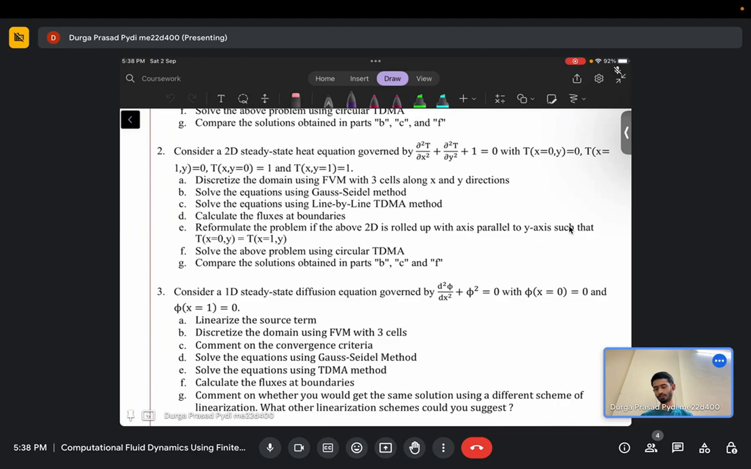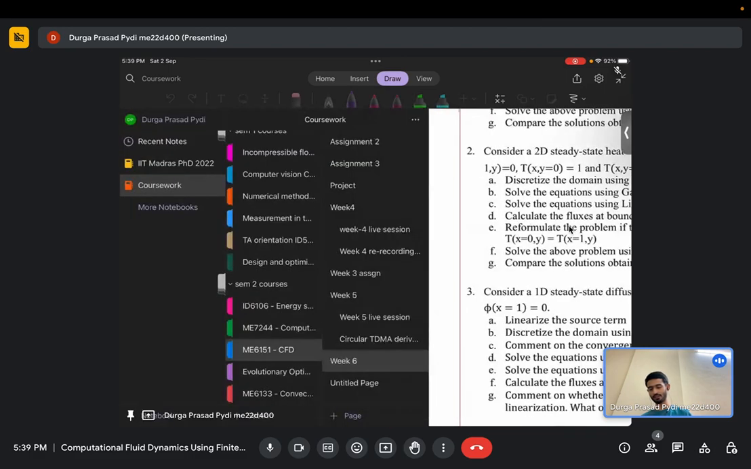The second one is also a straightforward question, but the only difference is now you have a 2D domain. So instead of the east and west cells, now you will be having east, west, north and south cells. So you will be having all the 4 coefficients that you need to find. It asks you to do along 3 cells along x and y directions.